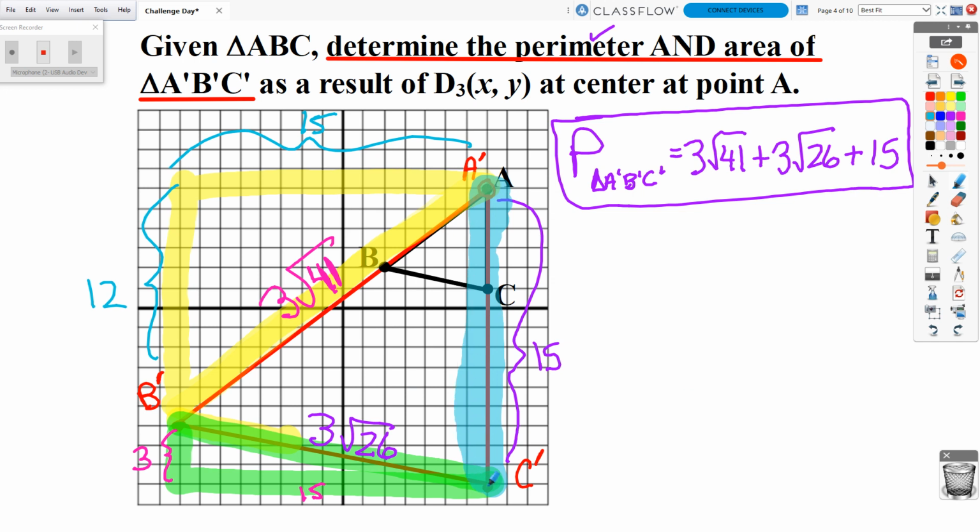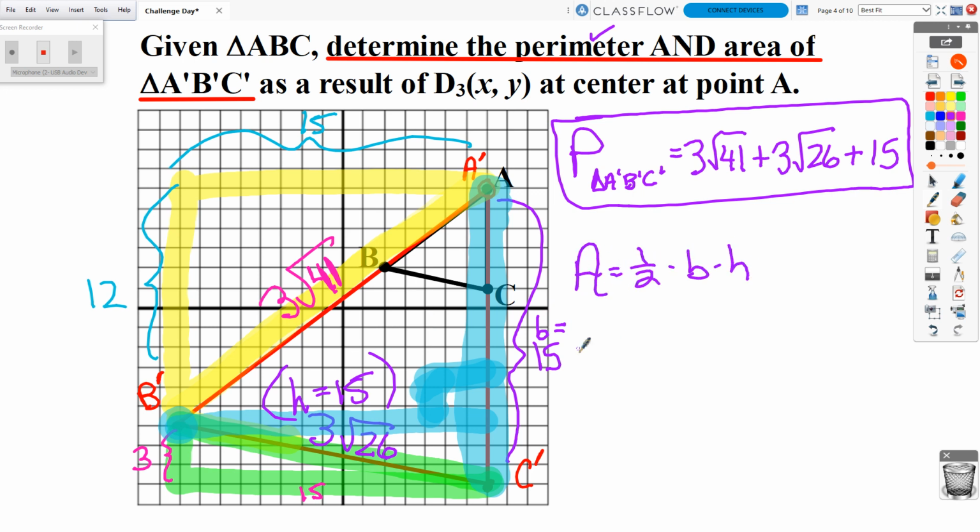And if some of you are going, yeah, how about this guy right here? Because where would the height be at? Well, the height would start at B prime, and it would have to drop perpendicular, and we would make this natural 90-degree angle, right? And this is a horizontal piece. How far is it from here to here? Well, that height would be 15. So the base is 15, the height is 15, so the area, 1/2 base times height.